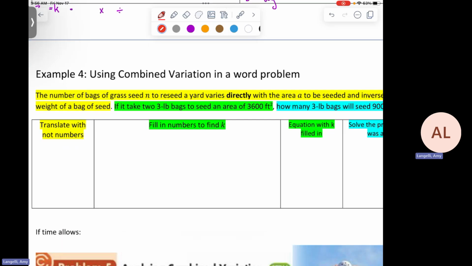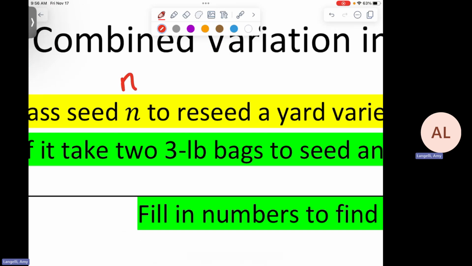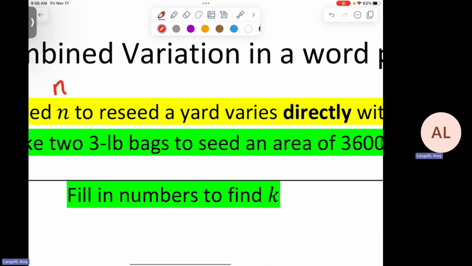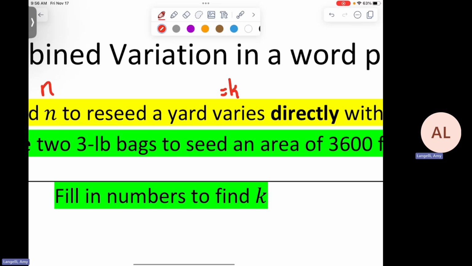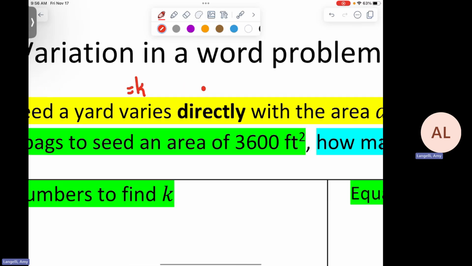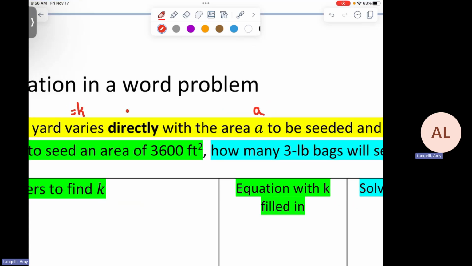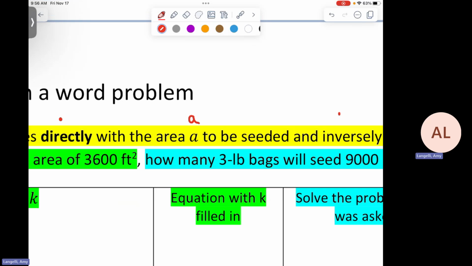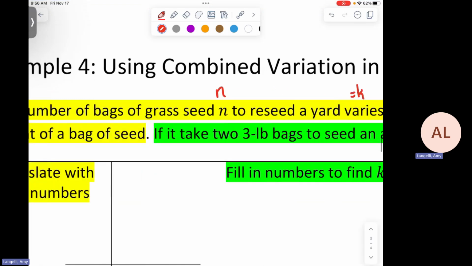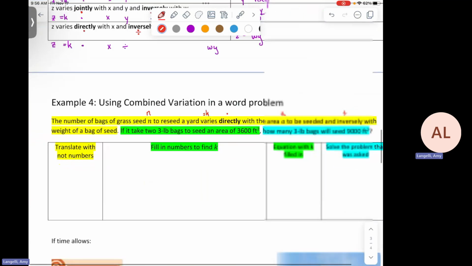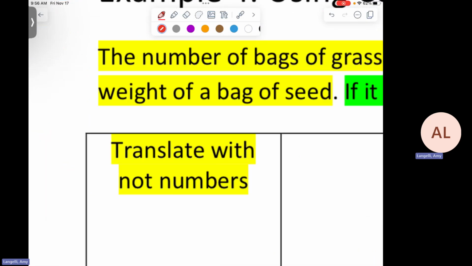So I'm going to go find the important things. N is my number of bags. I see the word varies, equals K. I see the word directly, that's multiply. I see the variable A, which is area. I see inversely, which is divide. I color coded it. And then the weight of the bag, since they didn't give you a variable, I'm just going to do W for weight.